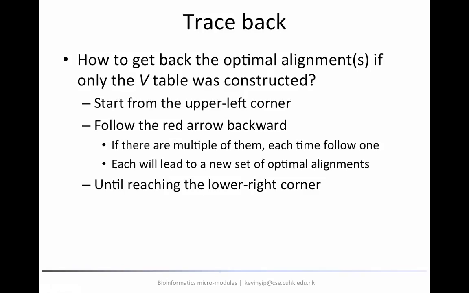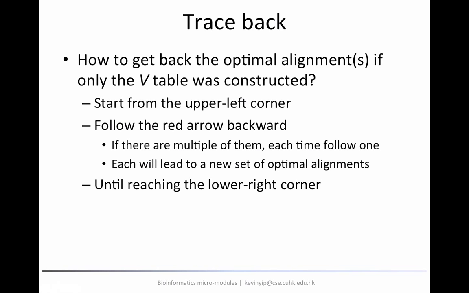If there's only one of them, we follow it to construct one extra step of the alignment. If there are multiple of them, we first pick one of them to follow. We'll follow that arrow and subsequently build up a complete alignment. And then we'll come back for the other arrow. So each arrow will lead to a set of optimal alignments. Finally, we're going to reach the lower right corner, and that will give us one optimal alignment.